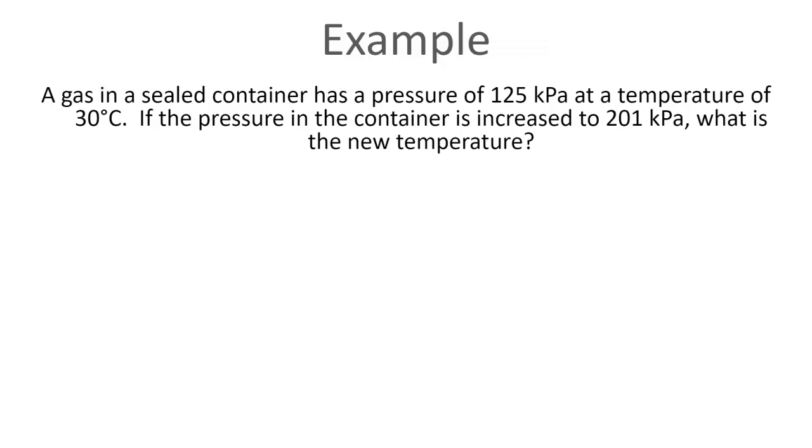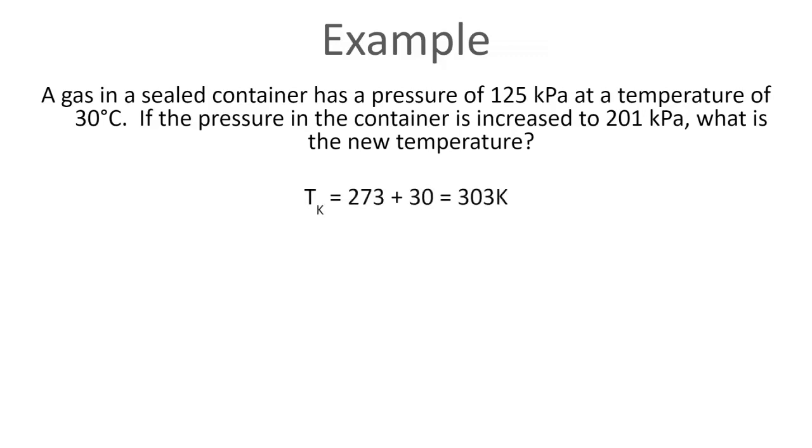So when we finish and look at our final answer, we should see that the temperature has increased. If that has not happened, something has gone wrong. Now let's identify our variables. The gas is sealed in a container and has a pressure of 125 kilopascals. That is our P1, because that's our initial pressure. Then our temperature of 30 degrees Celsius is our initial temperature, but remember, we're going to have to convert that to Kelvin. Then the pressure is increased to 201 kilopascals, so that's our P2. And then we want our T2, so we are solving for T2.